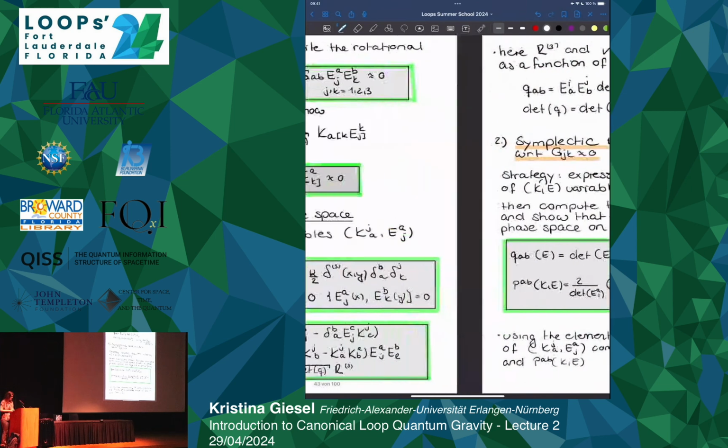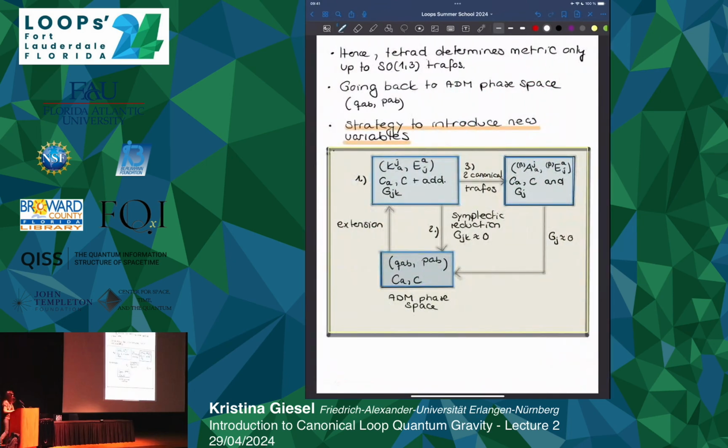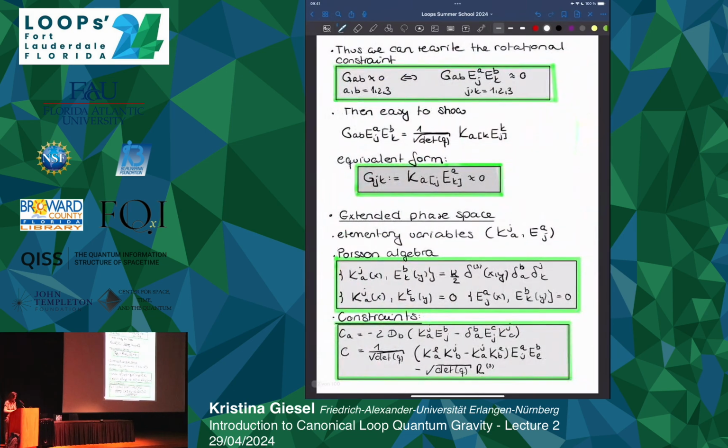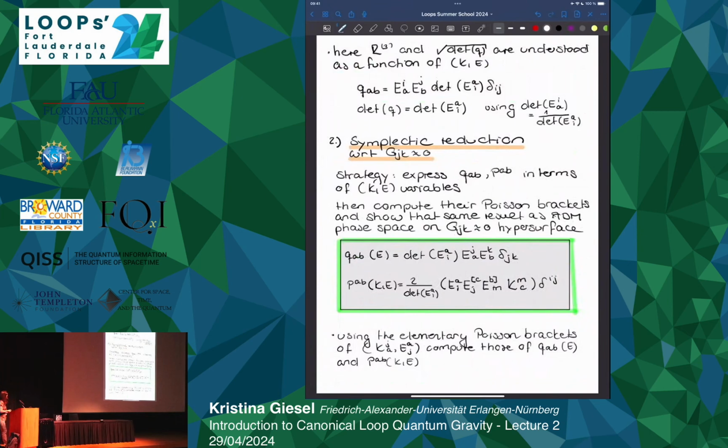Now, given this new set of variables, let's go back to the picture I had at the beginning. We are now here on the top, and the question is, does this describe the same physics as the ADM formulation? And therefore, we would like to ask whether we can perform a so-called symplectic reduction, which means we want to implement the rotational constraint and see whether we get back to the ADM phase space. So how can one do this explicitly? We had as ADM variables the metric and its momentum. Now we can express those in terms of the new variables. This is shown here in the box.